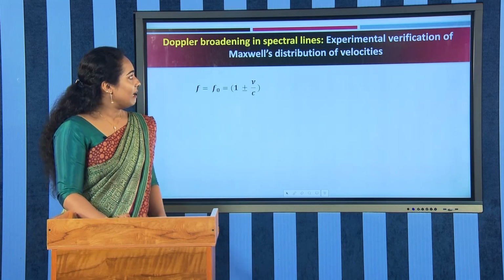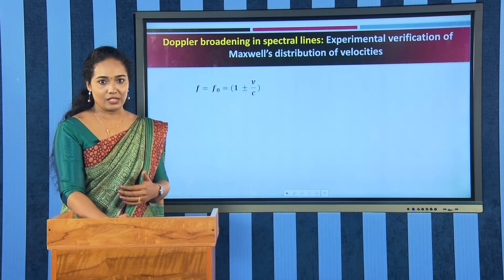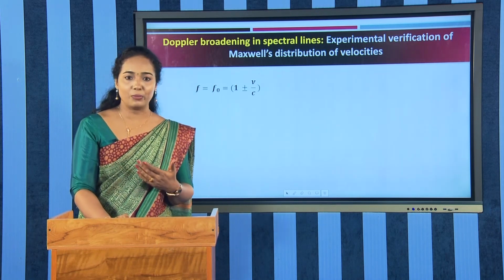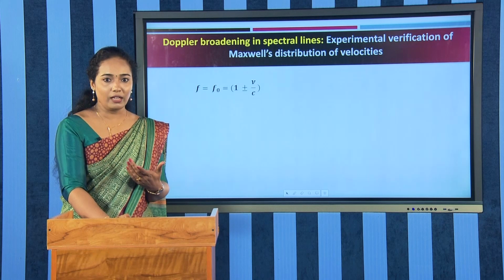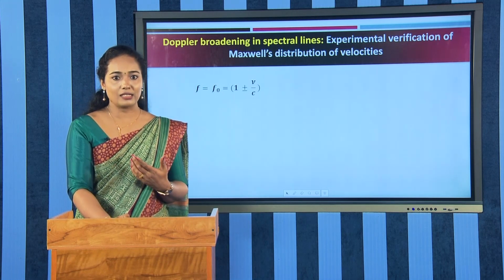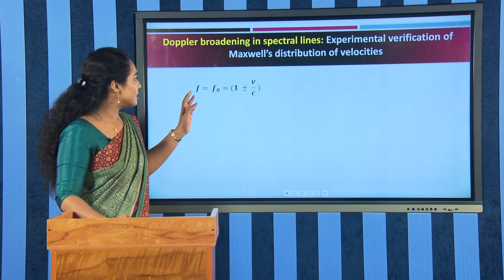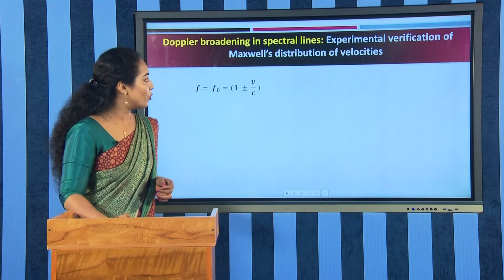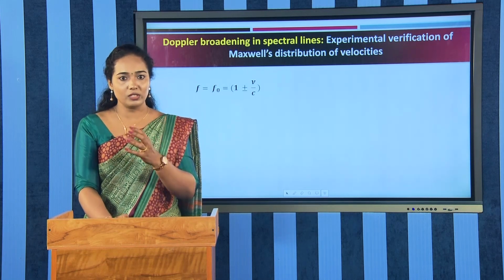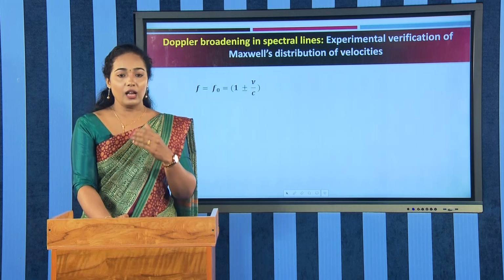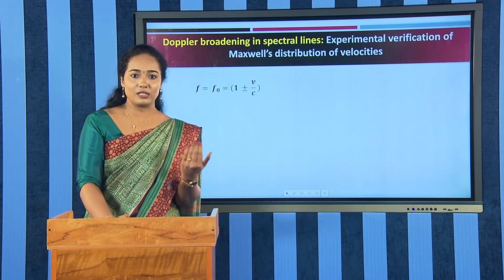Okay. And another example we shall discuss is the concept of the Doppler effect, how it is broadening the spectral lines on the basis of Maxwell's distribution of molecular velocities. Actually, the Doppler effect, you might know, is the increase in frequency of waves as the source and the observer move towards each other. Okay, here you can see the equation, that is f equals f0 into (1 plus or minus v by c). Here v is the velocity with which the observer is moving toward the source or vice versa, and c is the speed of light. Okay, and f0 is the initial frequency and f is the final frequency.